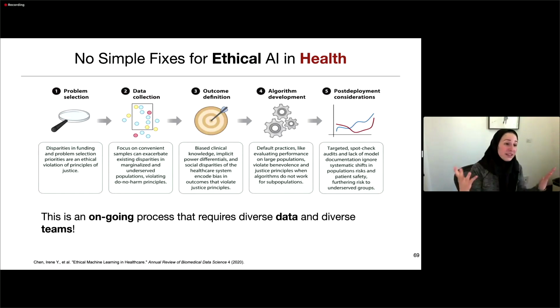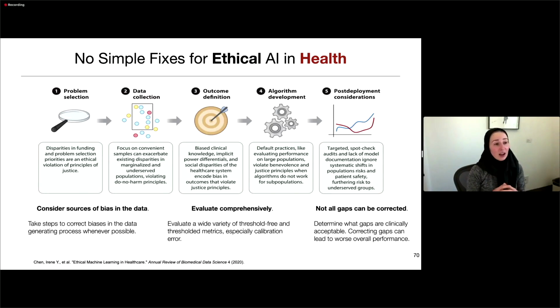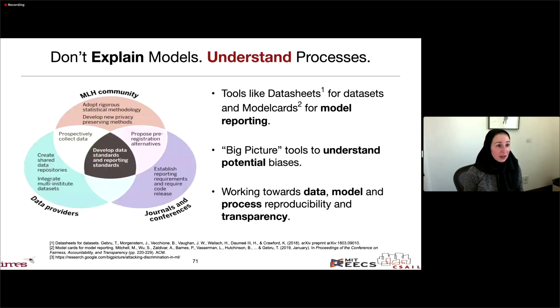And this is really to say, in closing, there's no simple fixes for ethical AI in health. If we want to move forward in this space, we need to consider this entire pipeline and think about the sources of bias in the data that we have for problem selection and data collection, evaluate our models comprehensively when we define our outcomes and do algorithm and development, and then understand in post-deployment considerations that not all gaps can be corrected. And so we need to mitigate how they will be absorbed, potentially by deploying them with different caveats.